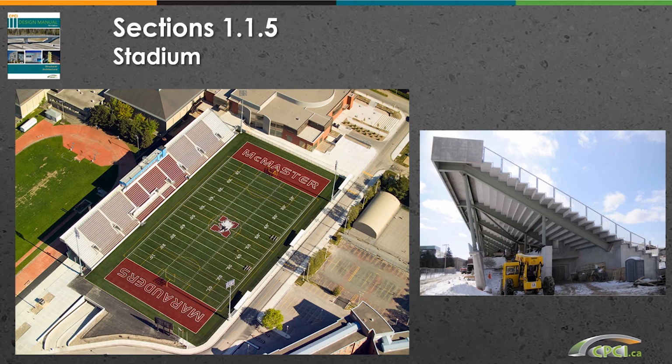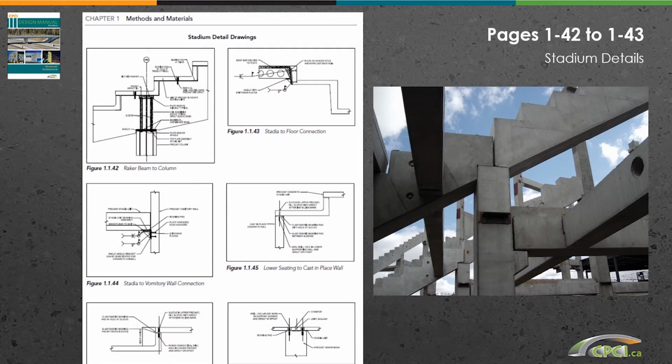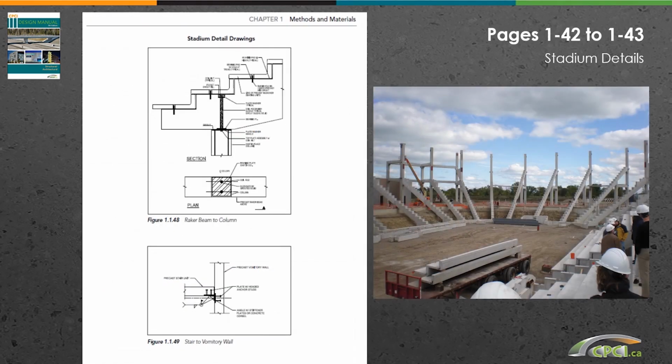This is an example of a 6,000-seat stadium in Hamilton, Ontario. In this example, precast concrete stadium risers were supported on a steel raker and frame system shown on the right. Pages 1-42 to 1-43 of the manual include sample stadium details. This slide shows the excerpted details for stadiums including raker beam to wall and various stadia seating connection details. Other details include raker beam to column and stair to vomitory wall.